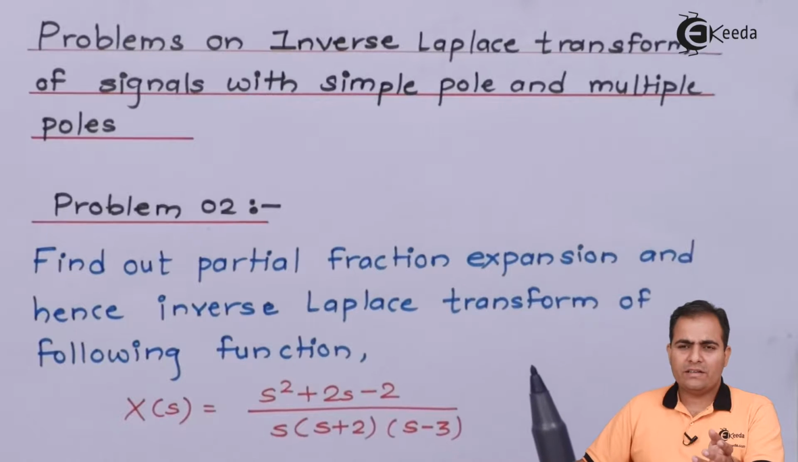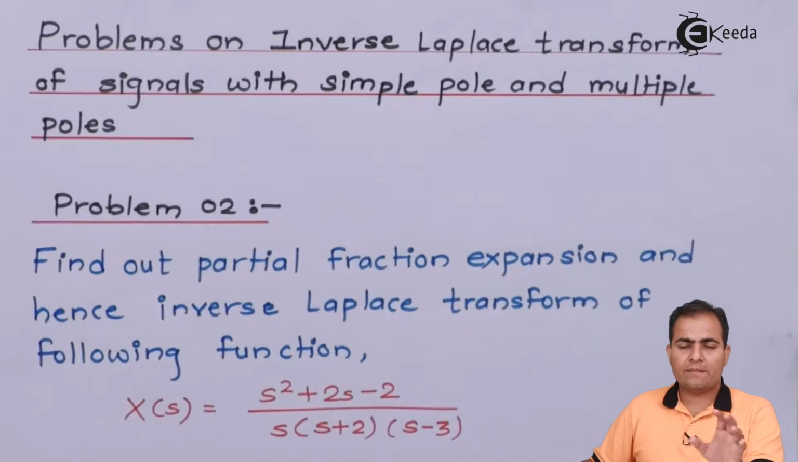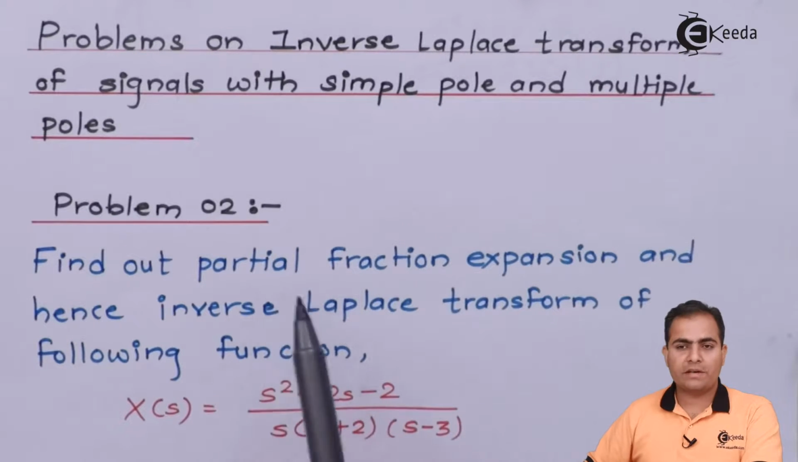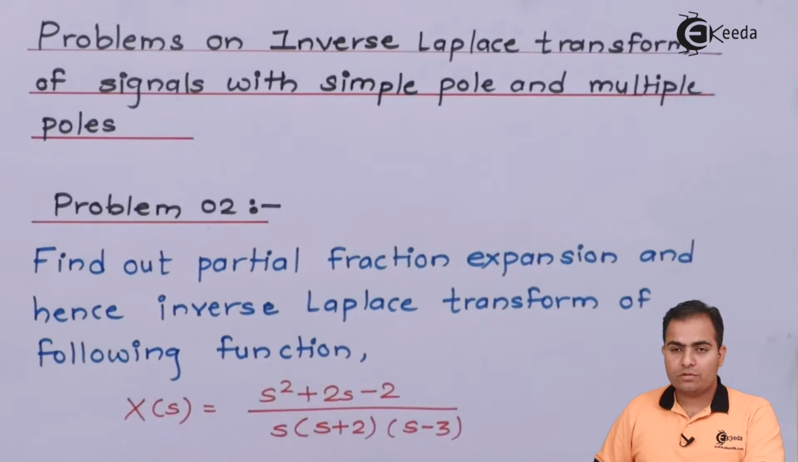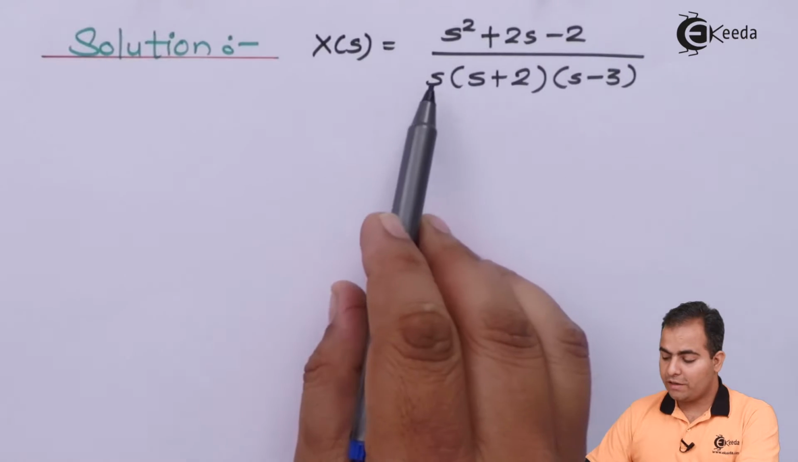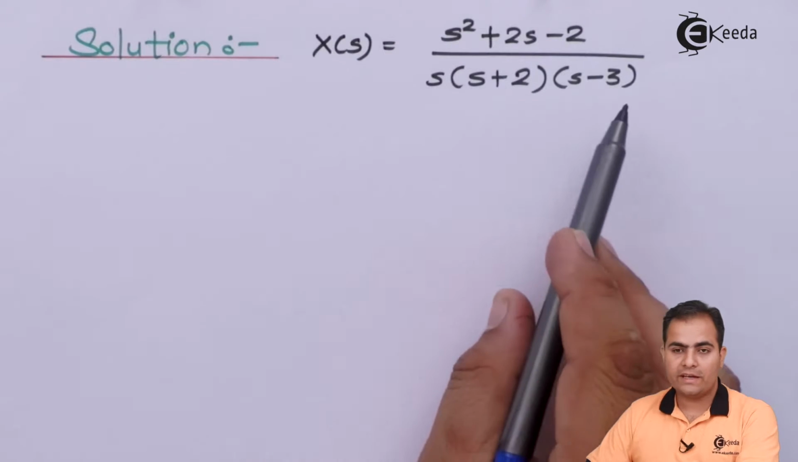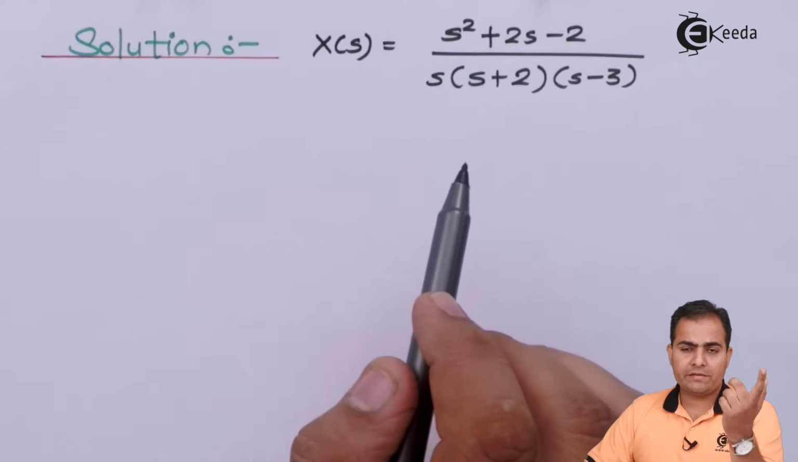There is no need to worry about this, because in all types of inverse Laplace, inverse z or inverse Fourier transform, we have to take the help of partial fraction. So first of all, we'll go through the solution. Our x of s is s square plus 2s minus 2, and in the denominator we have s, s plus 2 and s minus 3. We did the same thing in the previous video also.